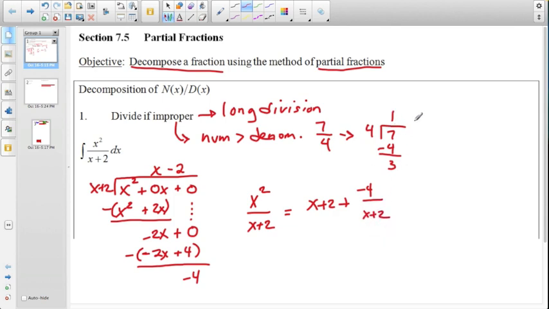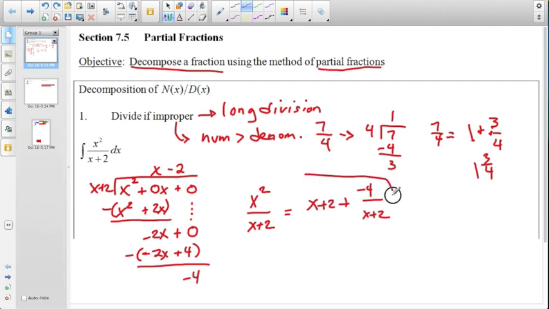Just like we can write 7 over 4 really equals 1 plus 3 with a remainder of 4. Or we typically write this as just 1 3/4.